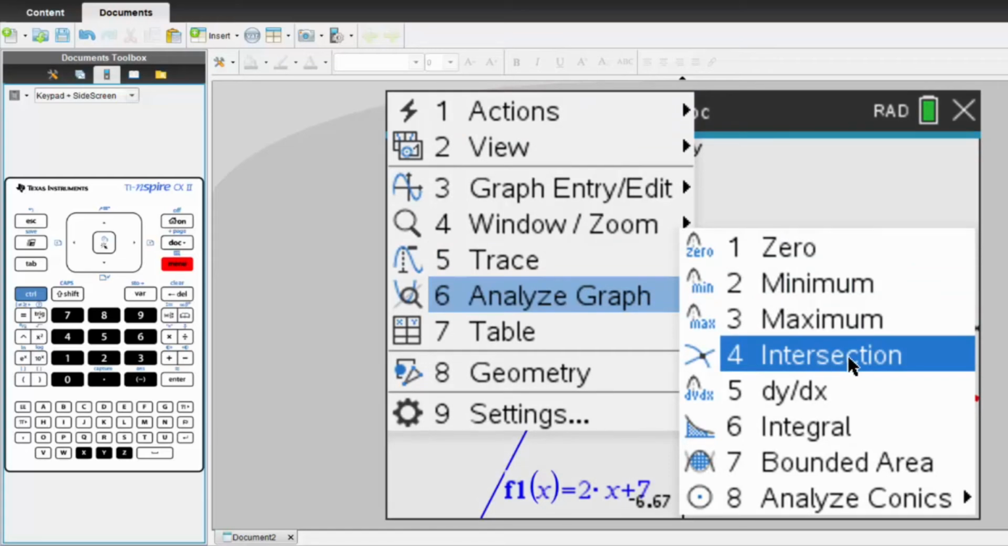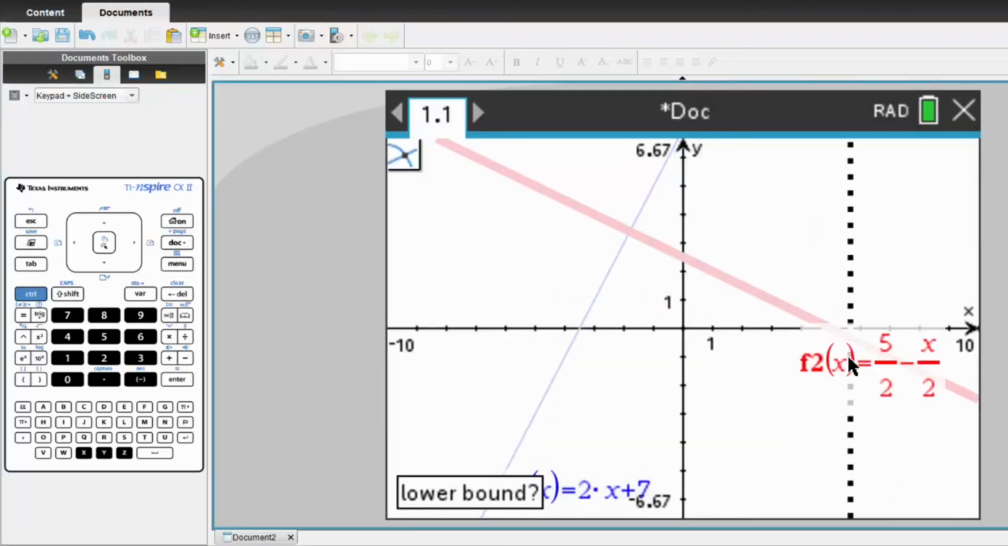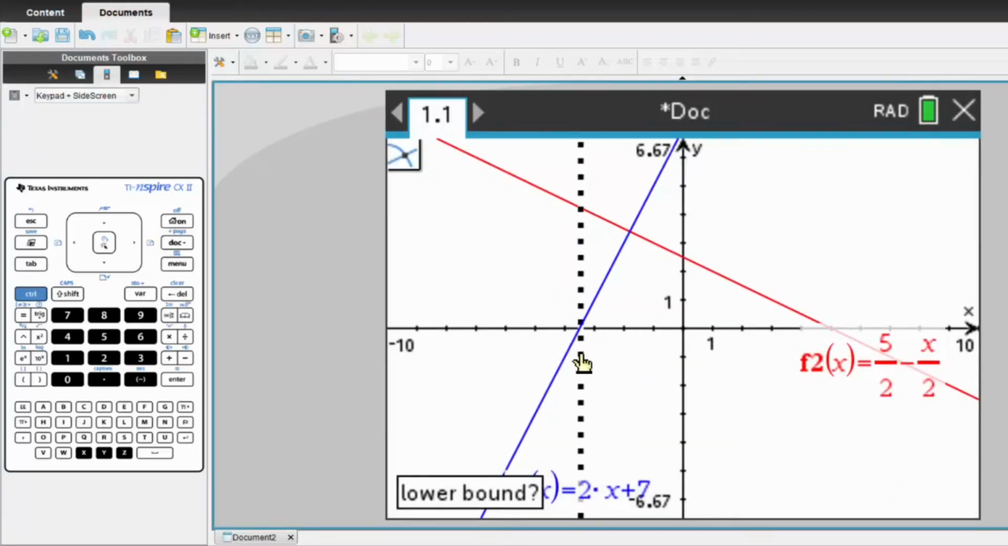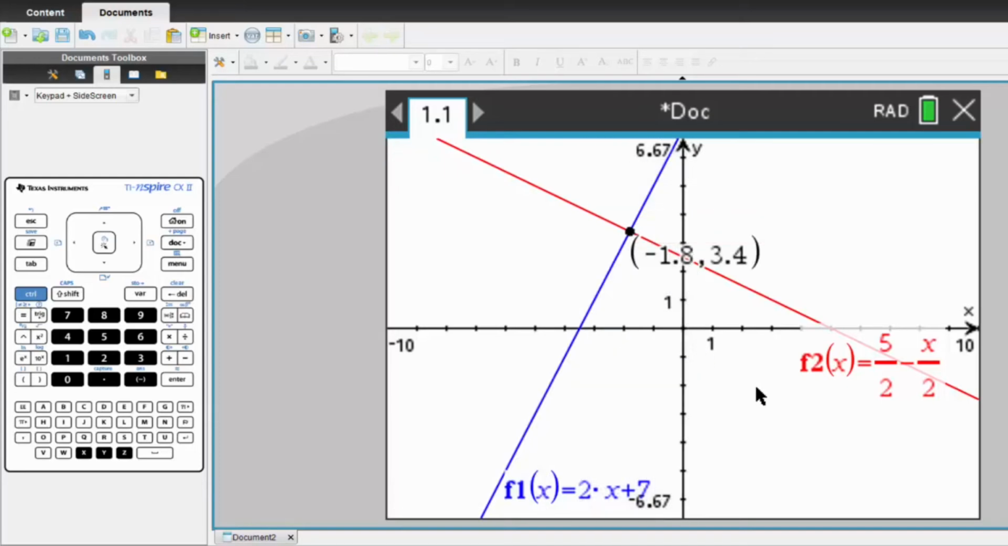Then just like with graphing and finding x-intercepts, you just get this dotted line, and you just need to press either side of the intersection, and then it will bring up the coordinates of that intersection. So for this one, our solution is when x equals negative 1.8 and our y equals 3.4. And that's how you solve things graphically.